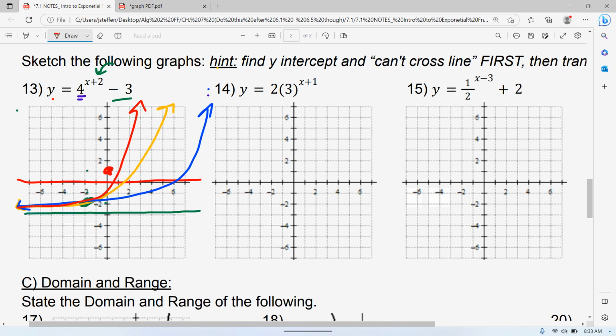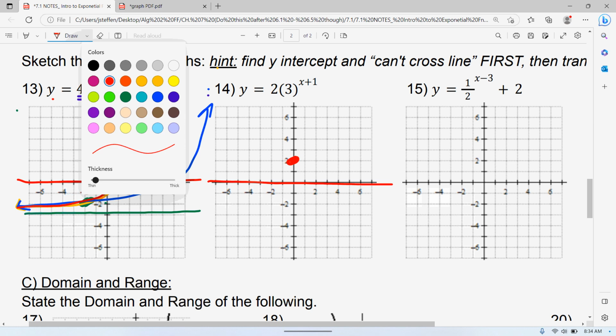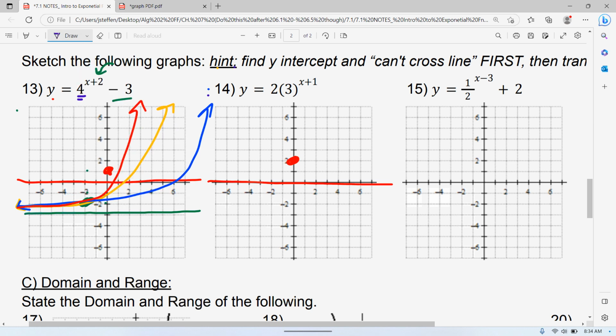So number 14, the y-intercept. This one has a y-intercept of 2. And again, the can't cross line, the asymptote, is at 0. Then this one, all we do is we go to the left 1. So this is another growth problem. That 3 makes it growth, so we start down here, and then again, we just have to make sure we go through that ordered pair. I guess I forgot to mention, we do move the asymptote, but when you move that asymptote to the left one, again, it's a horizontal line, so it doesn't actually change much.